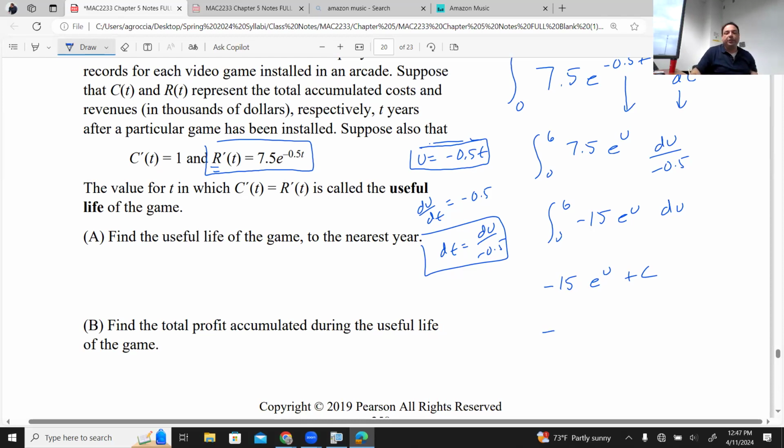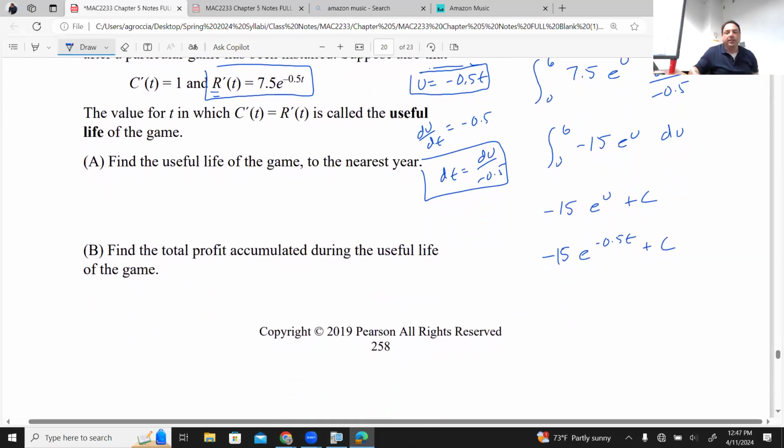Then we're going to go back to, instead of u, we're going to call it negative 0.5t plus c. Okay, now that's the integral portion. Now we're going to plug in the 6 and we're going to plug in the 0. So if I plug in the 6, that's negative 15 e to the negative 0.5 times 6 minus, plug in the 0, negative 15 e to the negative 0.5 times 0.